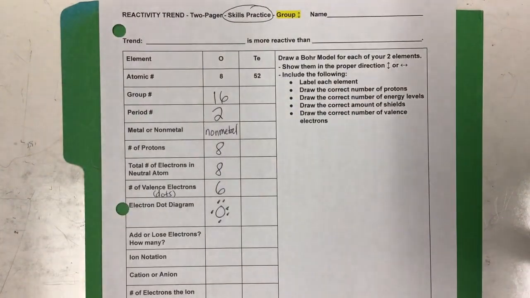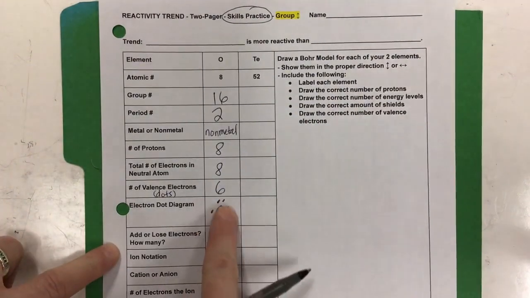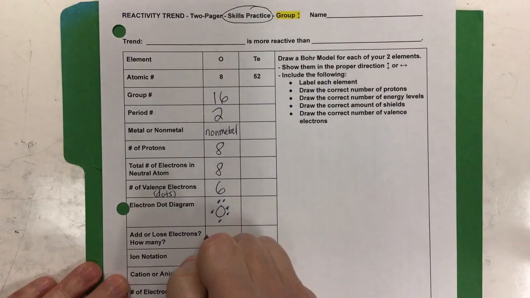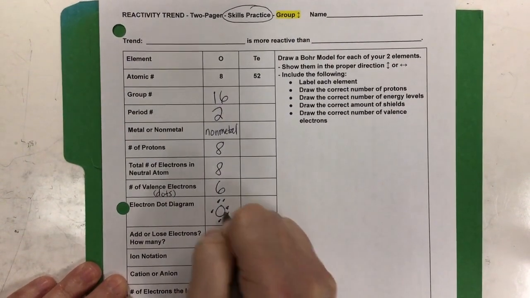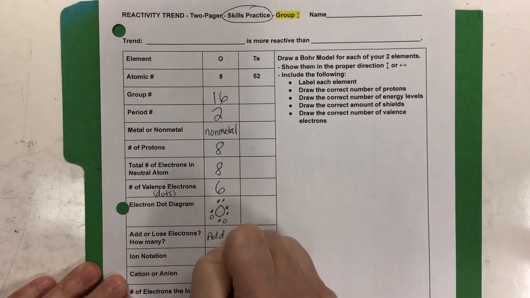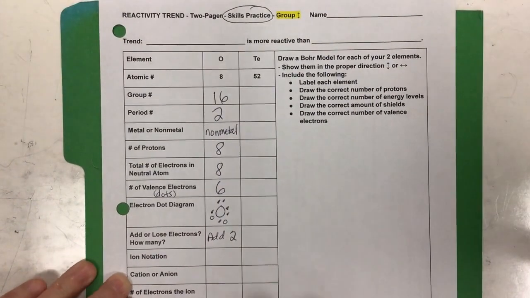Okay, so that's what we're going to do here. So oxygen has 6 electrons, so it's more than 4. So it's going to add electrons, and it just needs to fill in the 2 that are missing. So it's going to add 2 electrons to fill up its octet.